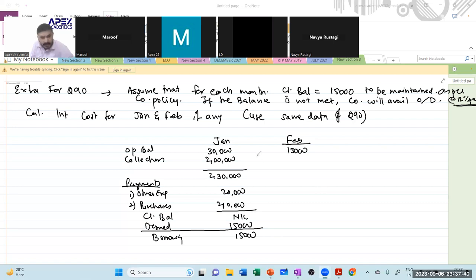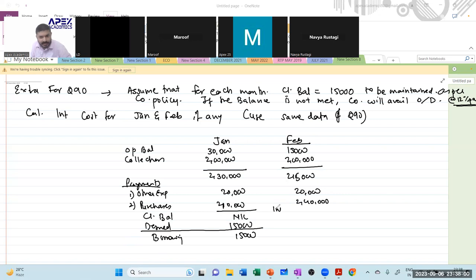Now, in February, my collection is 2 lakhs. So my cash in hand so far is 2,15,000. Now my expenses. Other expenses I will pay 20,000. I am also paying 2,40,000 for my purchases. Refer your notes. But there is going to be one more expense. That is going to be interest.